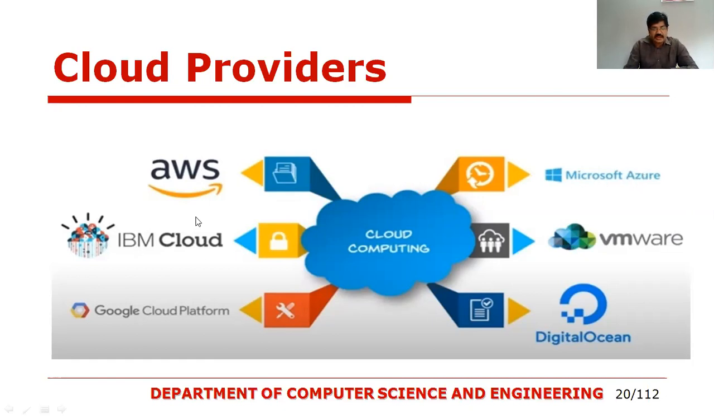Next, IBM is also one of the cloud service providers, and VMware is offered by the Dell company. Next one is Google Cloud Platform. Google is also one of the familiar cloud service providers, and Digital Ocean is also one of the cloud service providers. It is offering well-defined cloud services in the market. Not limited to these six, many more cloud service providers are available in the market, but the leading ones are AWS, Amazon Web Services, Microsoft Azure, and Google Cloud Platform, which are playing an important role in the market.